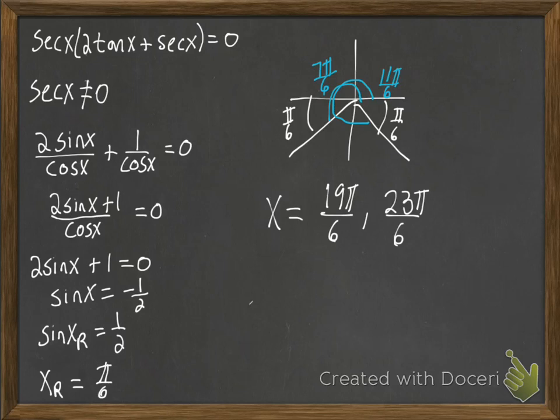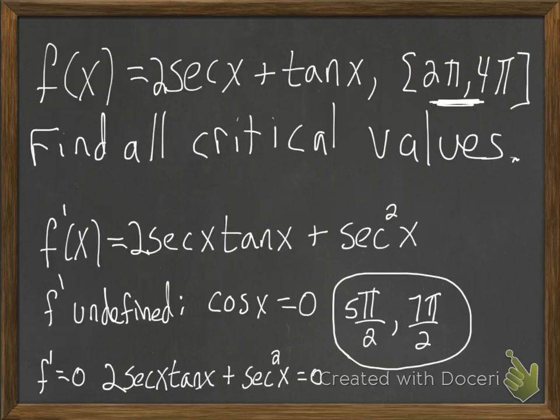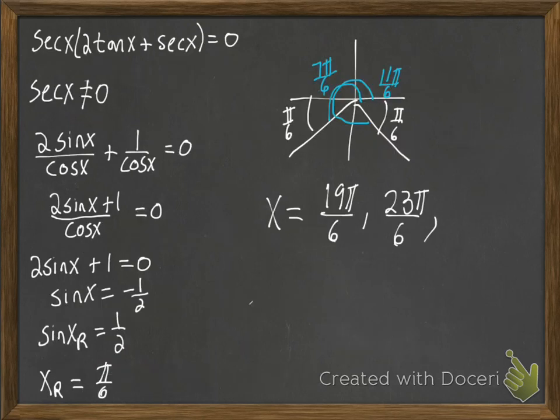The question is, what are our critical values? So that's when it's 0. The other values were when it was undefined, which we can pull back from the last page, which were 5 pi over 2 and 7 pi over 2.